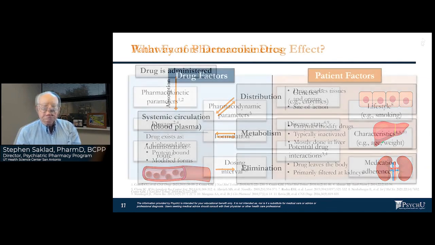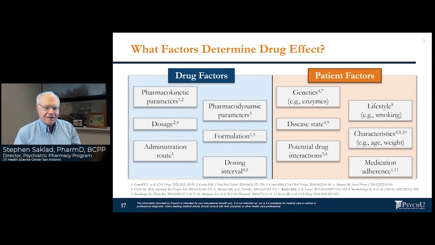So what factors determine drug effect? Well, on the left, we have drug factors. On the right, we have patient factors. When we look at this, we can see that there are pharmacokinetic parameters. We've gone through those. There are pharmacodynamic parameters. Keep in mind, different people have different alleles in their body of different proteins. So some people will have more active enzymes. Some people will have more avidly binding receptors.